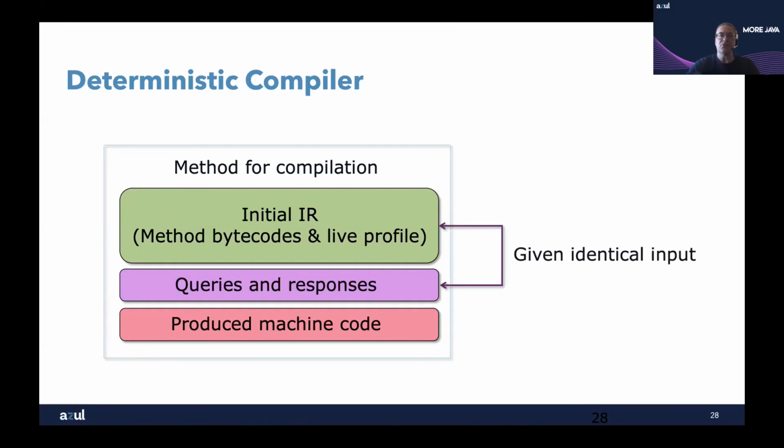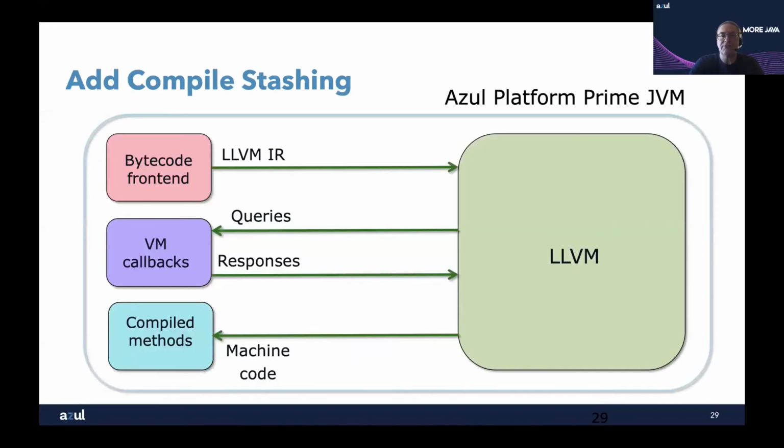So the idea is that if we have the same input, meaning that we've got the same method, it hasn't been recompiled, it hasn't been changed, and we've got the same profiling data, that will always generate the same set of queries and responses. And we know that from that, we will always get the same machine code. It's deterministic. Okay, we can take advantage of that.